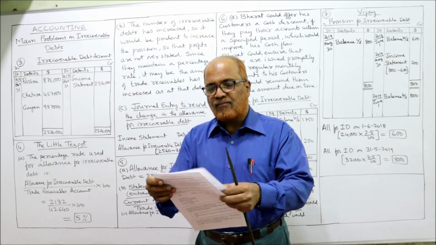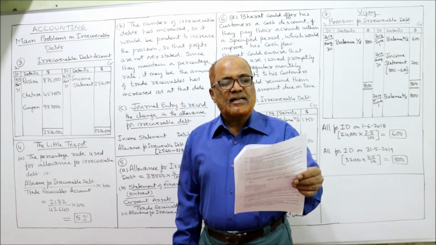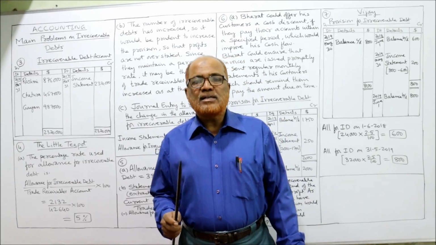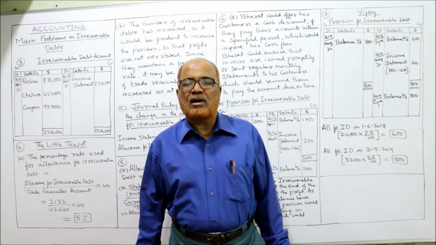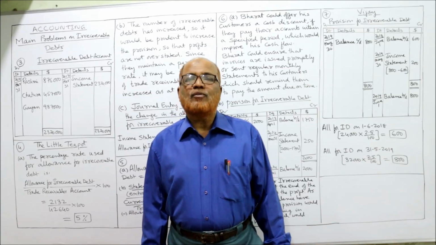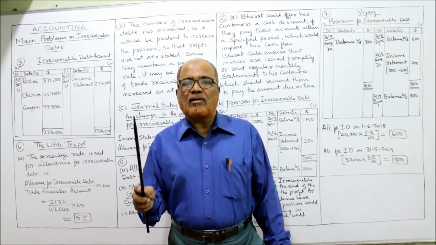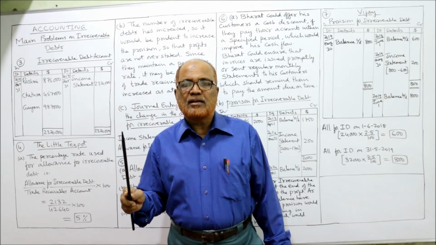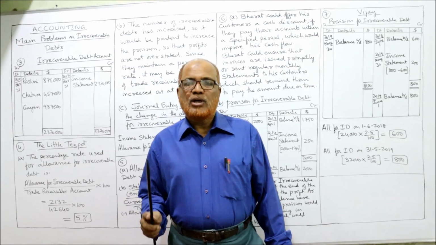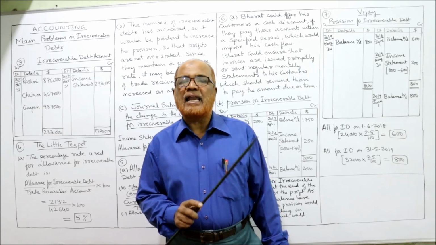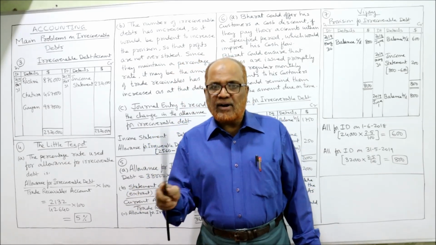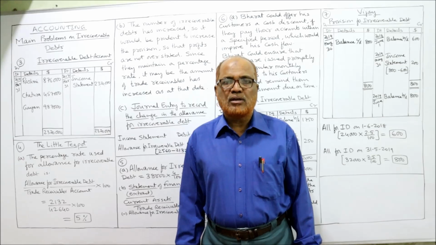Now, the questions. First, part A: calculate the percentage rate used for the allowance for irrecoverable debt. What is the percentage of allowance for irrecoverable debt on trade receivables? We have to calculate the percentage. The formula is allowance for irrecoverable debt divided by trade receivables, times 100. Again, I repeat, if you want to find the percentage of allowance, the formula is allowance for irrecoverable debt divided by trade receivables, times 100.